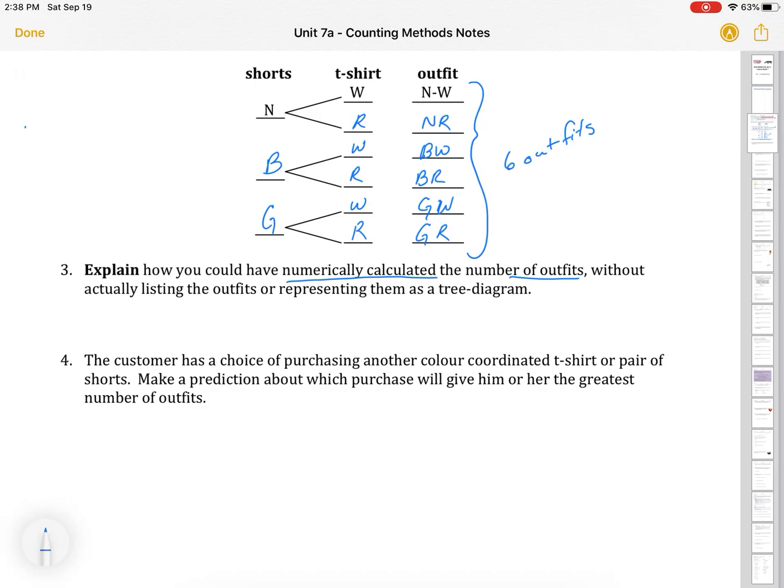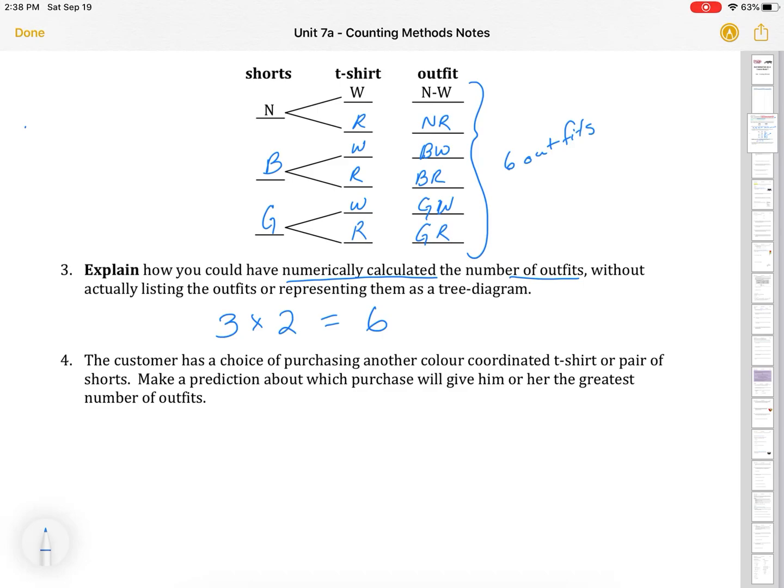Explain how you could numerically calculate the number of outfits without actually listing the outfits or representing them as a tree diagram. So mathematically or numerically, what we have is 3 pairs of shorts times 2 different t-shirts. And if we multiply them, we will get 6. And that will get us our number of outfits.